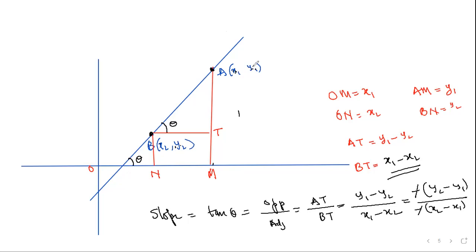This point is (3, 5). This point is (1, 2). What is the slope of the line AB? It is 5 minus 2, the y coordinate difference, divided by the x coordinate difference. I took 5 first, 2 second, so for x, 3 first and 1 second. So it will be 3 by 2. The slope of this line is 3 by 2.